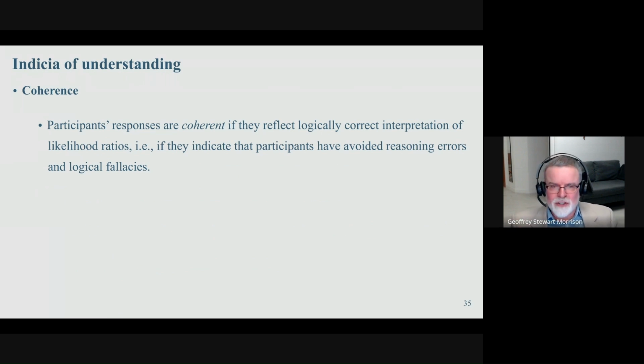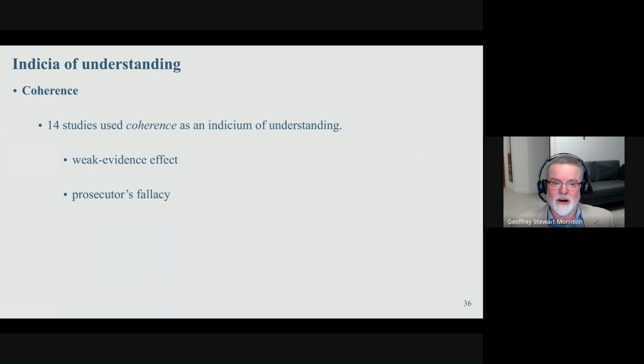The last indicium of understanding that we're going to talk about is coherence. Participants' responses were counted as coherent if they reflected a logically correct interpretation of likelihood ratios, i.e. if they indicated that participants had avoided reasoning errors and logical fallacies. I'll give you a couple of examples of reasoning errors and logical fallacies: the weak evidence effect and the prosecutor's fallacy. I'll explain each of these. Fourteen studies used coherence as an indicium of understanding. There were others, but we're just going to talk about these two.